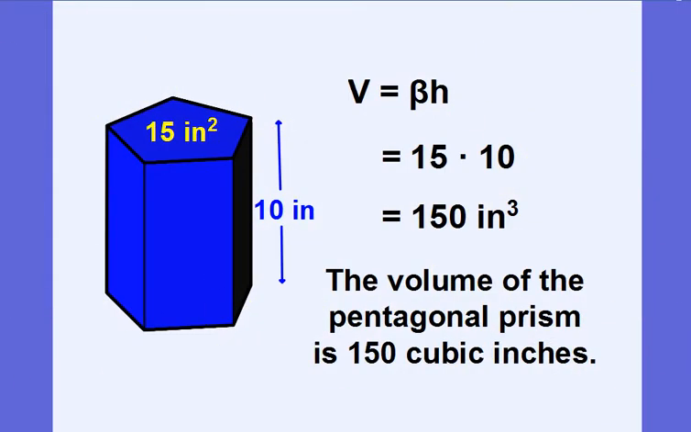The volume of a prism is the area of the base times the height. So for instance, here I've got a pentagonal prism. The area of the pentagon base is 15 square inches, and the height of the prism itself is 10 inches. So I take the area of the base, multiply it by the height, and I get a grand total of 150 cubic inches. Remember, these are 3-dimensional objects. I have inches times inches times inches, which gives me cubic inches in the end. All our units are going to be cubic units.